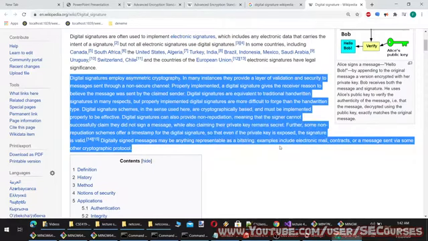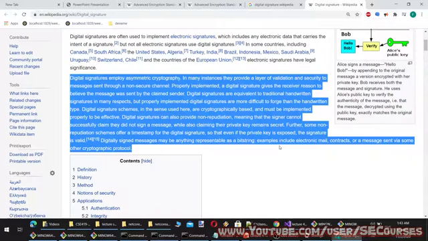Digital signatures employ asymmetric cryptography. In many instances, they provide a layer of validation and security to messages sent through a non-secure channel. Properly implemented, a digital signature gives the receiver reason to believe the message was sent by the claimed sender. Digital signatures are equivalent to traditional handwritten signatures in many respects, but properly implemented digital signatures are more difficult to forge than the handwritten type.